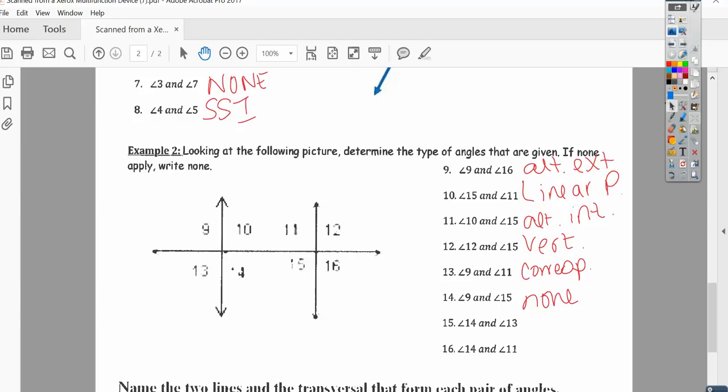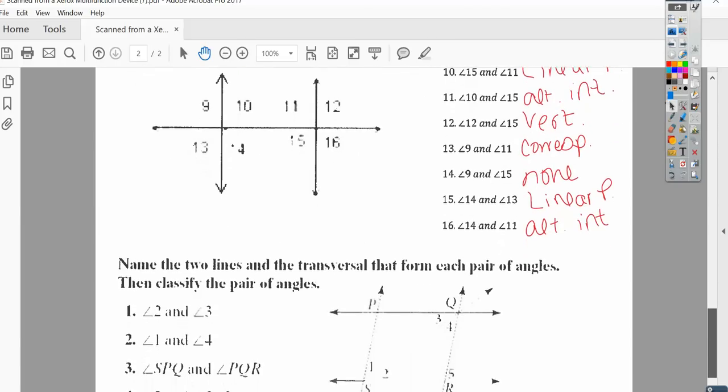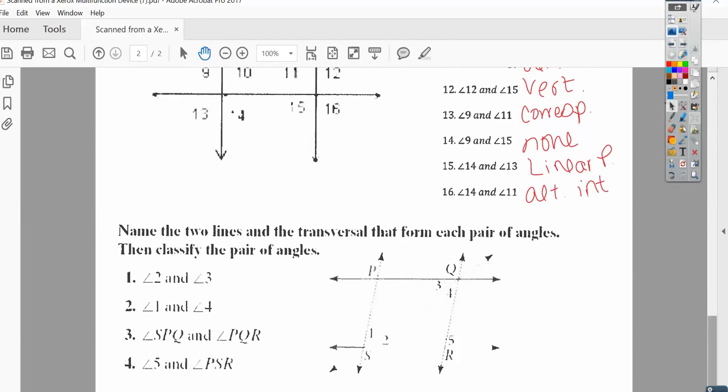14 and 13, hey, that's a linear pair again. And 14 and 11, that's alternate interior. All right? So if we go ahead and do this very last problem, it's not drawn great. So if we go ahead and fix it, there's supposed to be a line like this. And that's angle 1, angle 2, angle 3, angle 4. And that's an R, that's a P, that's an S, and that's a Q.